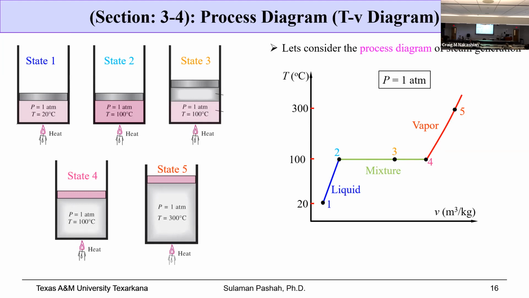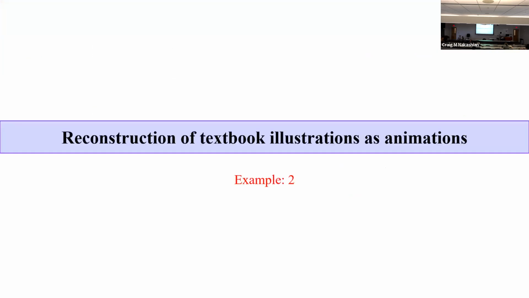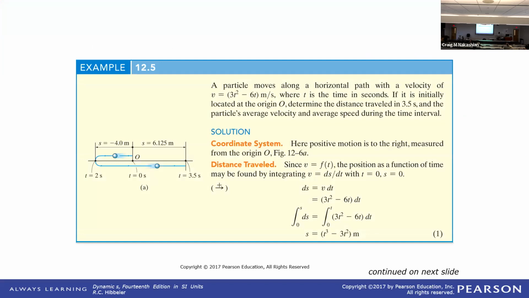So it makes things quite convenient for me to explain, rather than using the static images from the textbook as my teaching material, because these are stepwise generations of the entire process diagram. Any other example? The second example is the dynamics course.